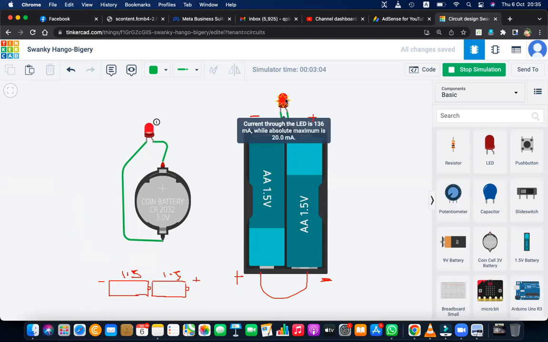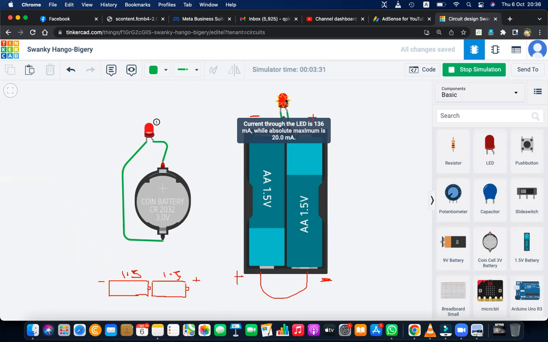Here it says the bulb will burn. Can you see what the milliampere level is? Read the milliampere level. Too powerful. What is the milliampere level this setup gives? Read this. Current through the LED is 136 mA, while the absolute maximum is 20.0 mA.